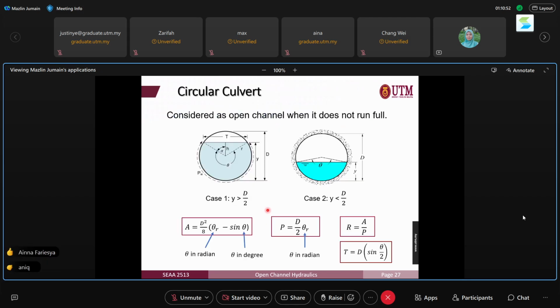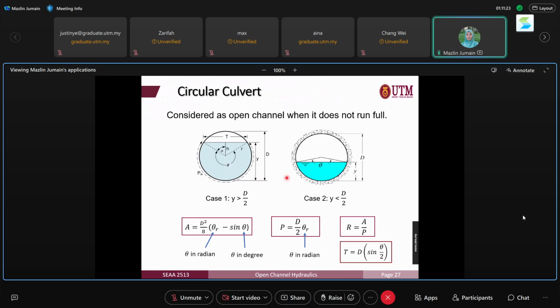Okay, next, we have a circular culvert. For the circular culvert, we have two conditions. For case one, the flow depth is higher than D over 2, half of the diameter. And for case two, the flow depth is less than half of the culvert, D over 2.